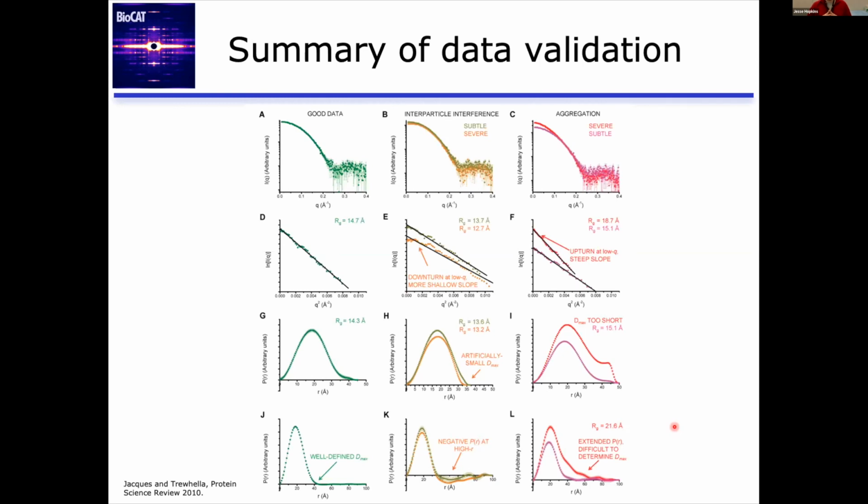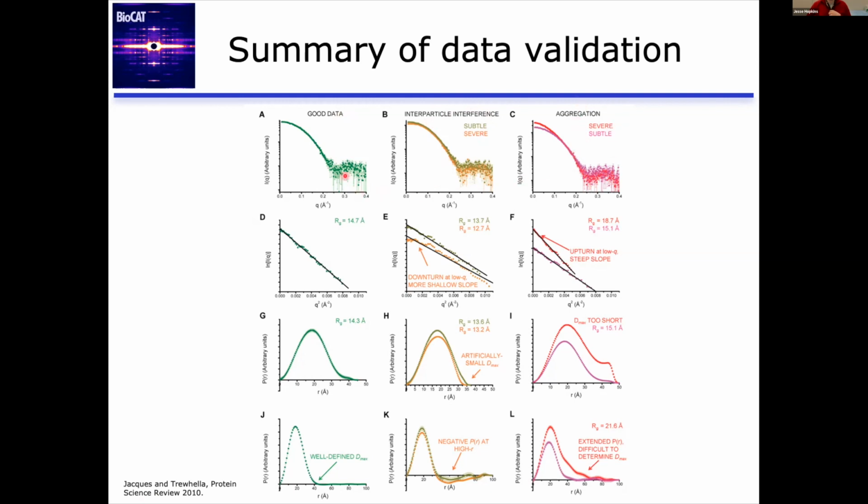So to provide a summary of data validation, this is the same plot set that Kushal showed at the end of his talk. It's from this very nice 2010 review by Jacques and Trewhella. And so it has three columns. There's what good data looks like, what interparticle interference looks like, and what aggregation looks like.